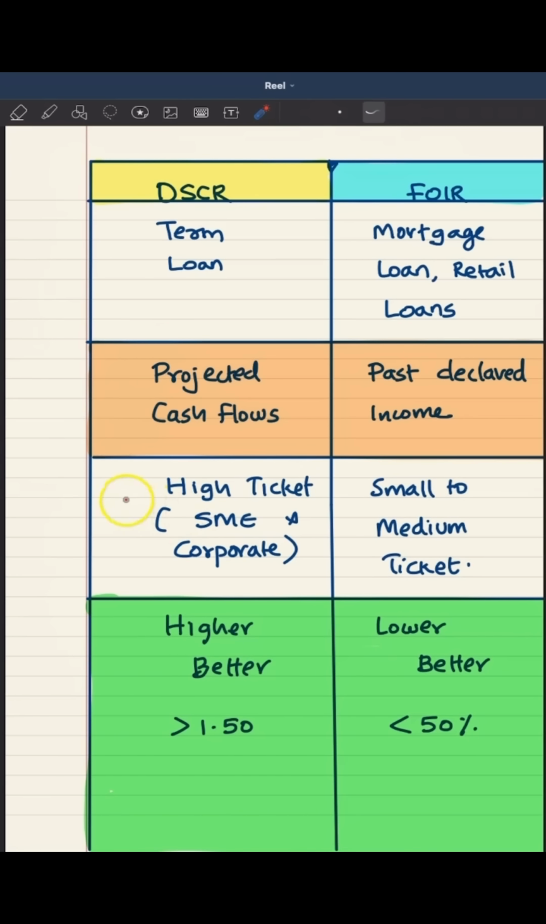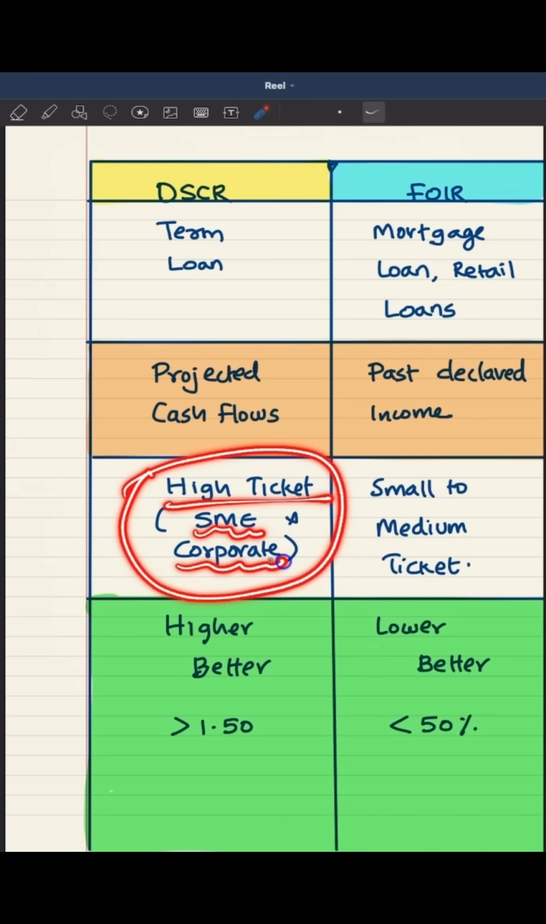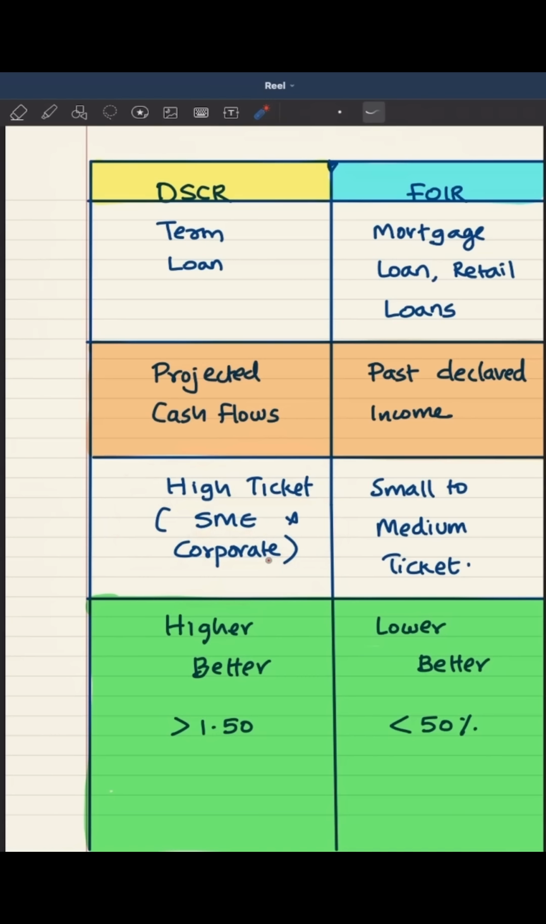Number 3, DSCR calculation is generally applicable for term loans, and most commonly they'll be high ticket loans, and you will see them in SME and corporate cases. Whereas FOIR, as I already said, is calculated on mortgage loan and retail loan products, so their size will be small to medium ticket.